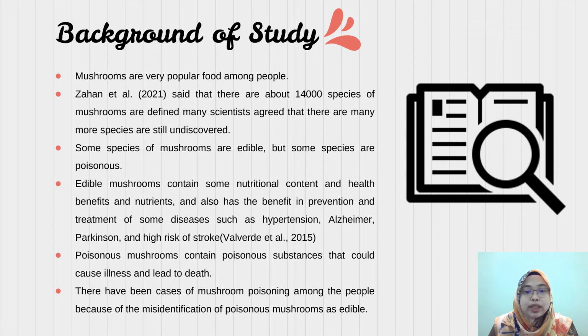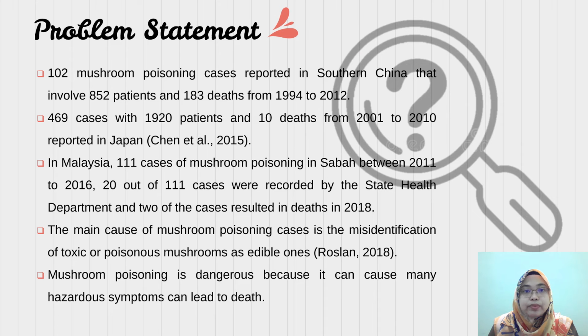Edible mushroom contains some nutritional content and health benefits, and also has benefits in the prevention and treatment of diseases such as hypertension, Alzheimer, Parkinson, and high risk of stroke. Poisonous mushroom contains poisonous substances that could cause illness and lead to death. There have been many cases of mushroom poisoning among people because of the misidentification of mushroom as edible.